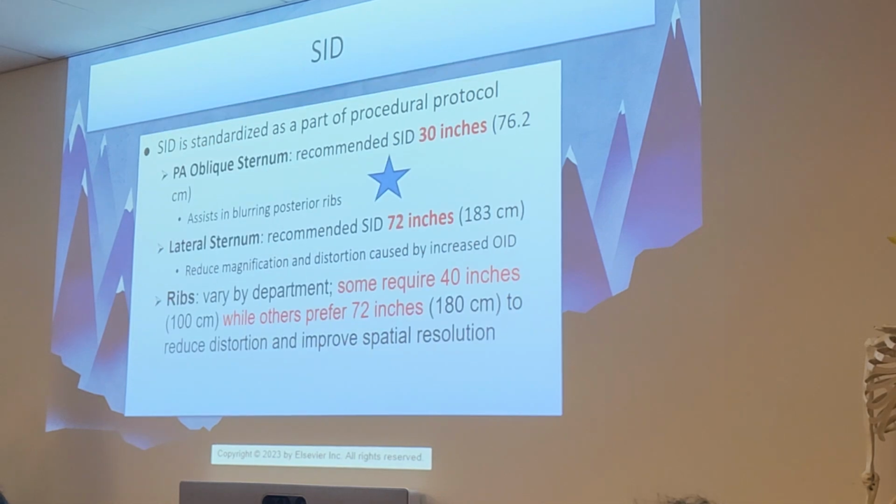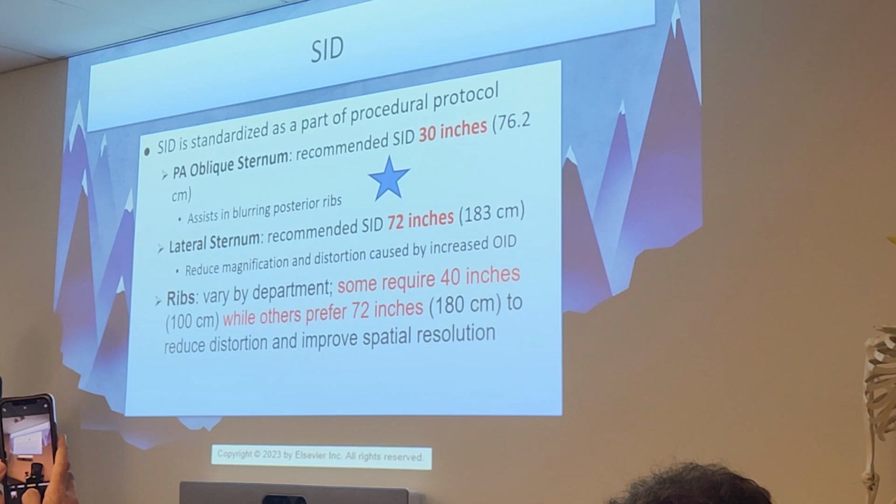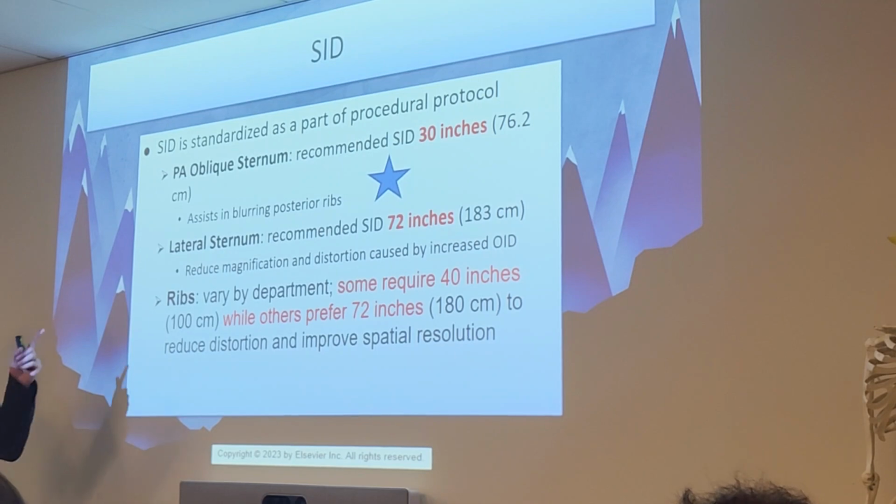All right, so SID, guys, be careful. This is where people always miss this question every year. Watch out for these SIDs. For your PA oblique sternum, this is an update in the newest edition of Merrill's, thus this will be reflected on your registry. Although you will see texts still doing it at 40, and most people will tell you 40, the new optimized SID is 30 inches. Why? That's going to assist us in blurring the posterior ribs further, thus optimizing that sternum image.